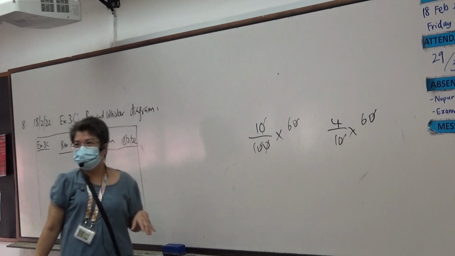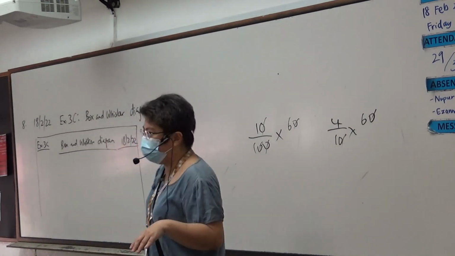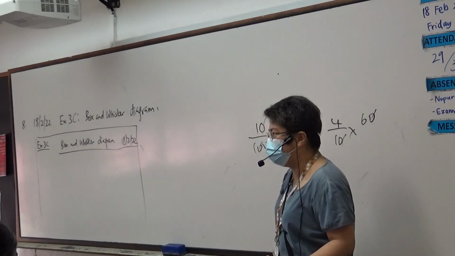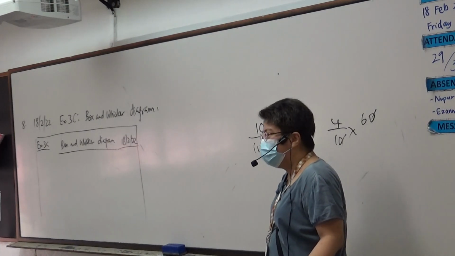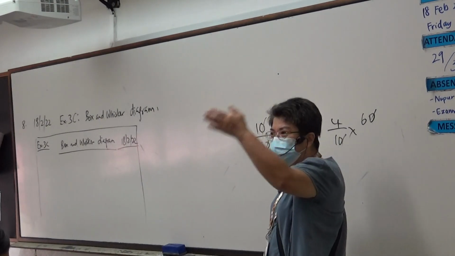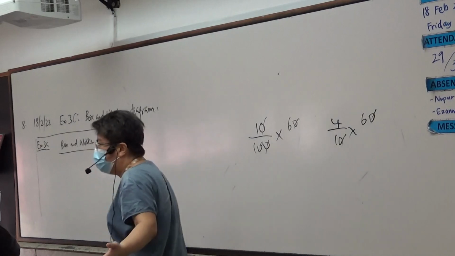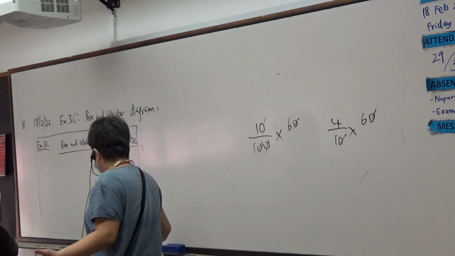Now it's either called box and whisker plot or box and whisker diagram, but usually I like to call it diagram instead of plots, but they mean the same thing. You understand? If I take a photo of you and it's a picture of you, it's the same thing. Okay, it's still you, understand?